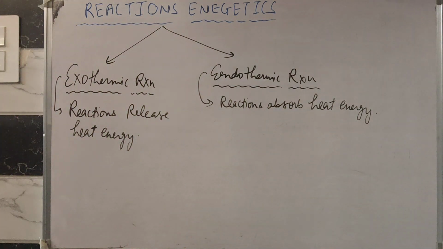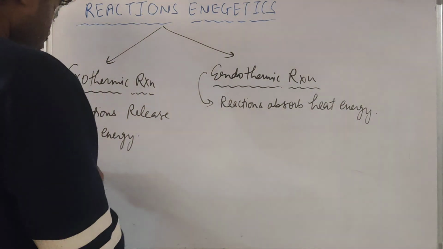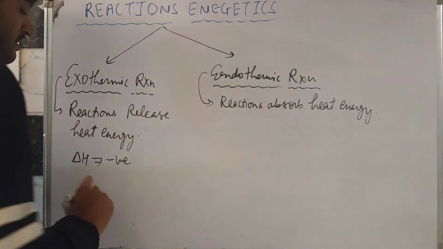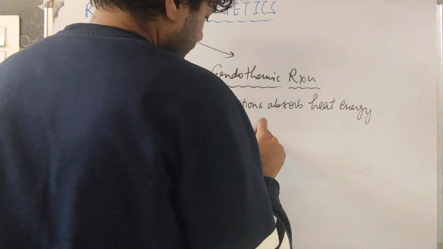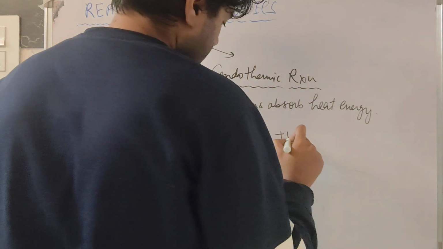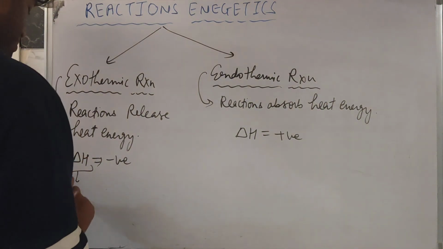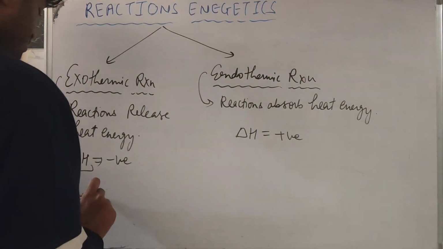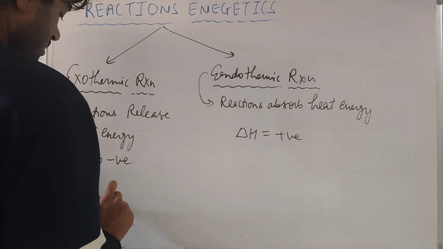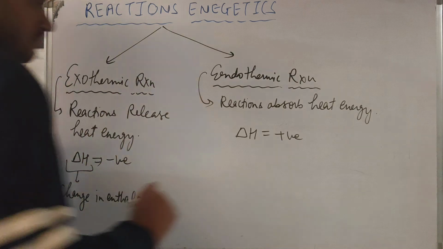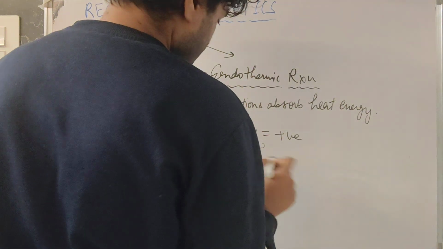it means delta H, the change in enthalpy of an exothermic reaction, is negative, and the change in enthalpy of an endothermic reaction is positive. Delta H is the change in enthalpy, and delta H is also the change in enthalpy here.